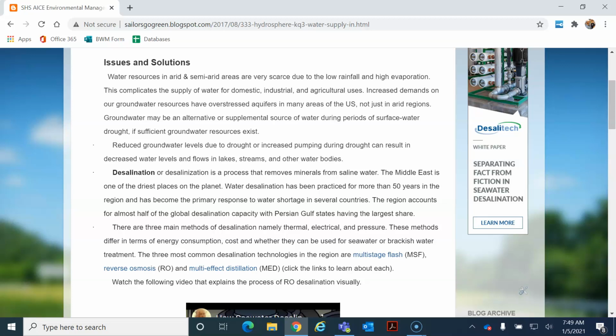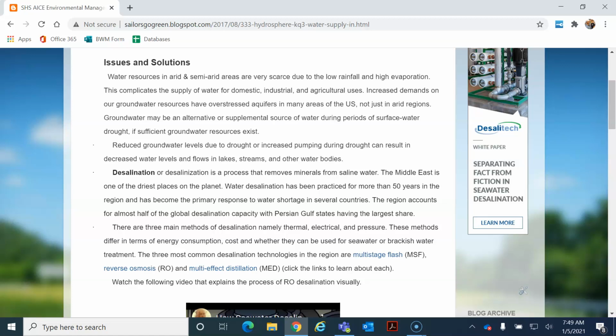One alternative is desalination or desalinization, and this is the process of removing salt from seawater, from saline water, which, as we remember from the beginning of the unit, makes up by far most of the Earth's water. It is saline or salty, right? So basically, this is the process of removal of salt from water.